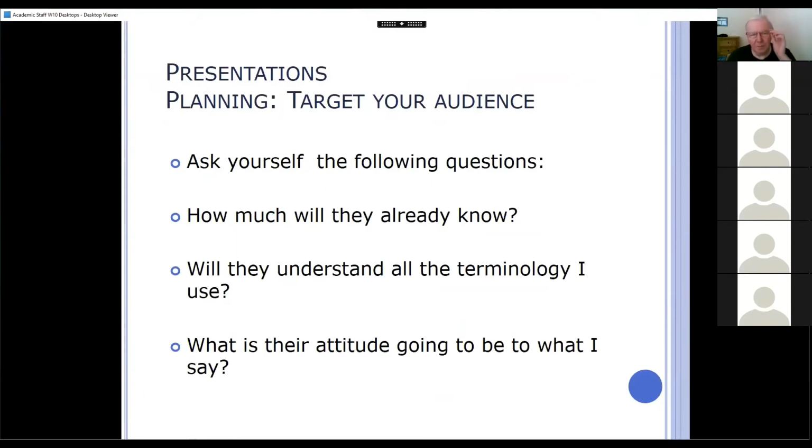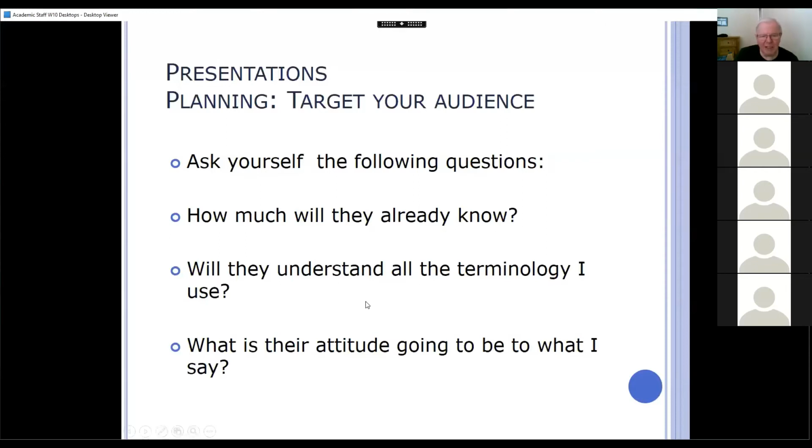Okay. So, target your audience. The audience you would know here is basically going to be fellow students, so they might know a bit about it. They should know a wee bit about it, given the fact that they've done a couple of assessments relating to it. Okay, so how you approach that would depend on how much they already know or they should know.